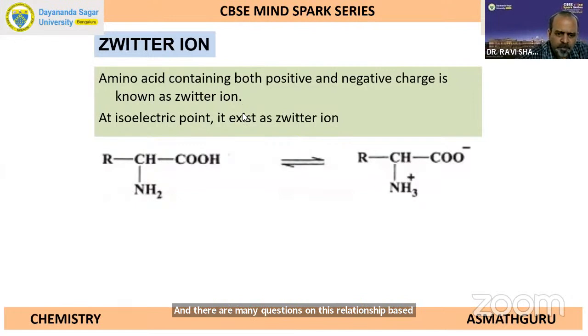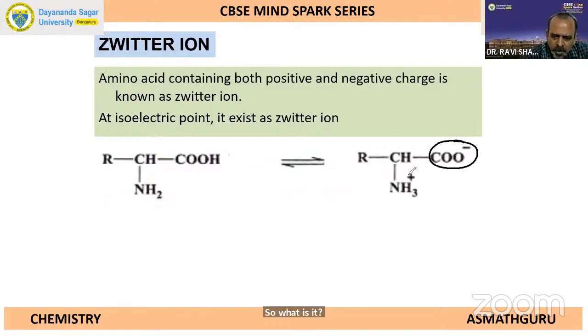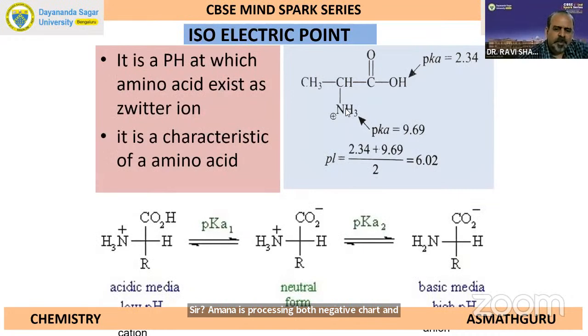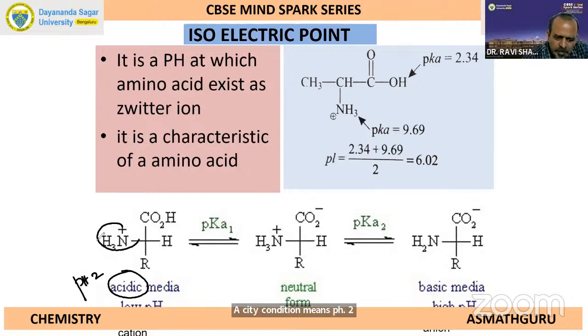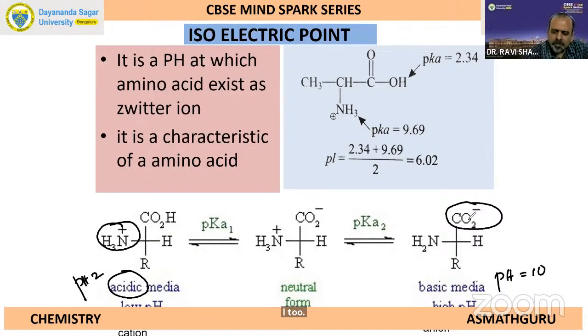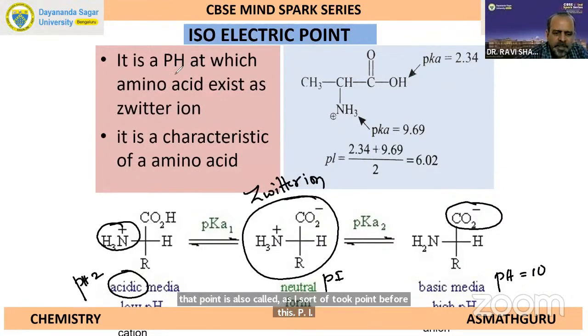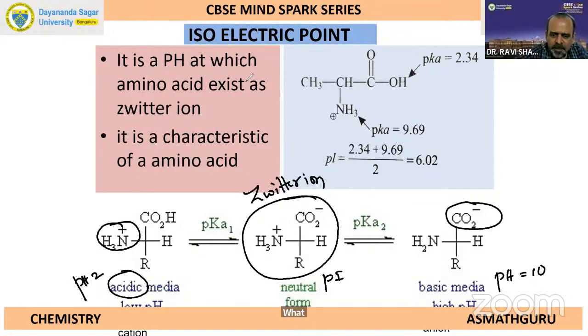So what is a zwitterion? An amino acid possessing both negative charge and positive charge, we call a zwitterion. So what will happen to an amino acid in acidic condition? They keep on asking. Acidic condition means pH 2. So they become a cation. In basic medium, at say pH 10, they become an anion. In between, they exist as cation and anion. We call it a zwitterion. And that point is also called the isoelectric point. We call it pI. What is the isoelectric point? It is the pH at which an amino acid exists as a zwitterion.